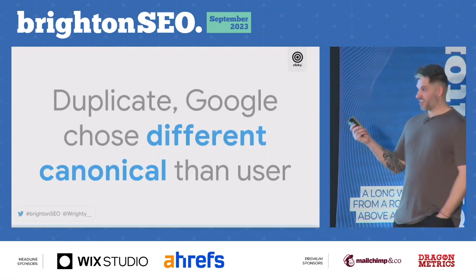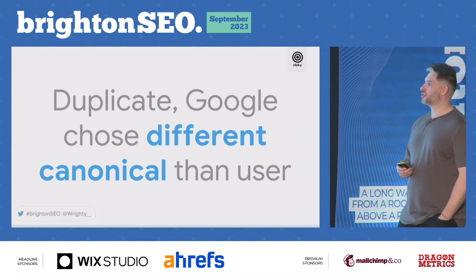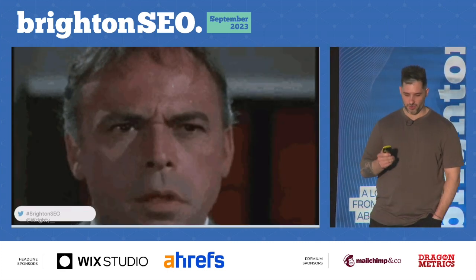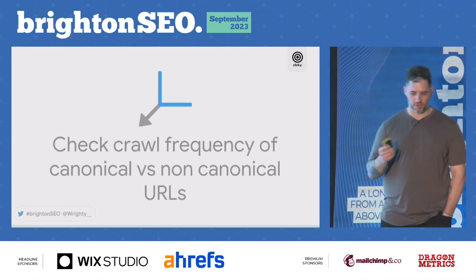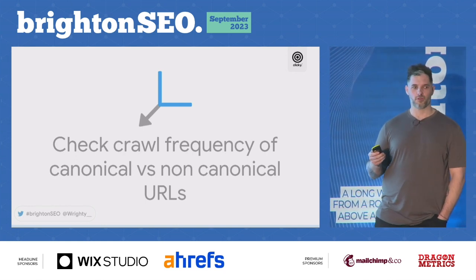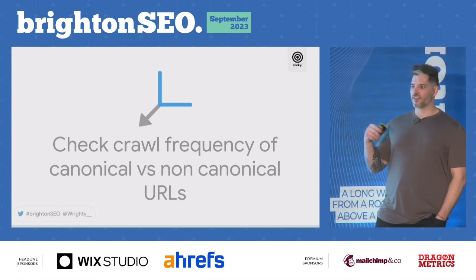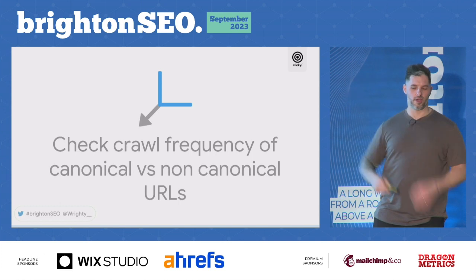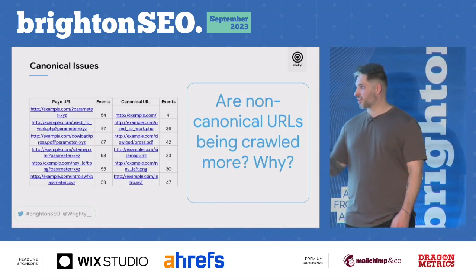And then we have, again, another Google Search Console error: duplicate, Google chose different canonical than user. Again, very frustrating. So something you can do is start to check the crawl frequency of canonical versus non-canonical URLs to see if there are consistencies there. So if Google is choosing a different canonical, is it because they're crawling that more often? You can start to look at that here.